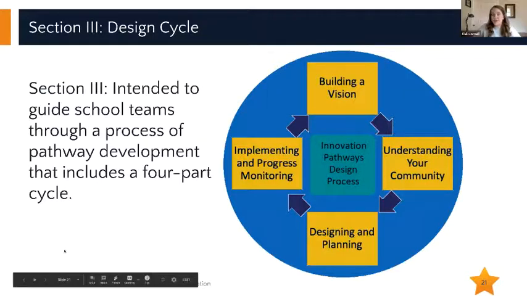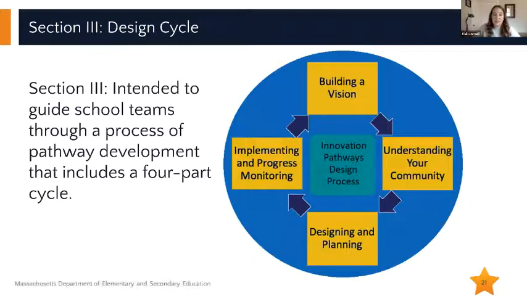So as you'll see in the graphic on the screen, it's building a vision, understanding your community, designing and planning, and then finally implementing and progress monitoring. And although within our toolkit the phases are numbered, they're rarely approached in simple chronological order. Often multiple steps or phases occur simultaneously, and sometimes you have to go back and retrace some of those in order for your overall pathway or pathways to be successful. However, the phases described within this section are in an order that can serve as a logical reference for you, your school teams, and your district teams that are engaging in pathway design and development.